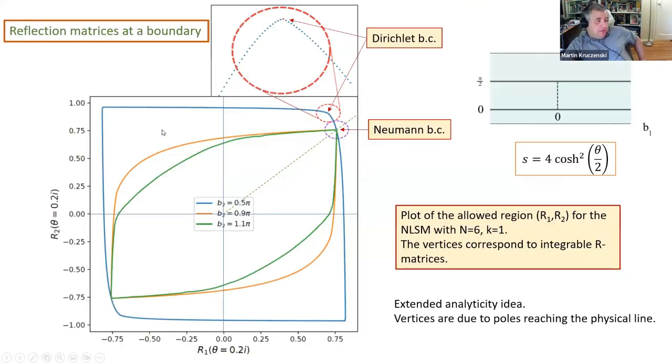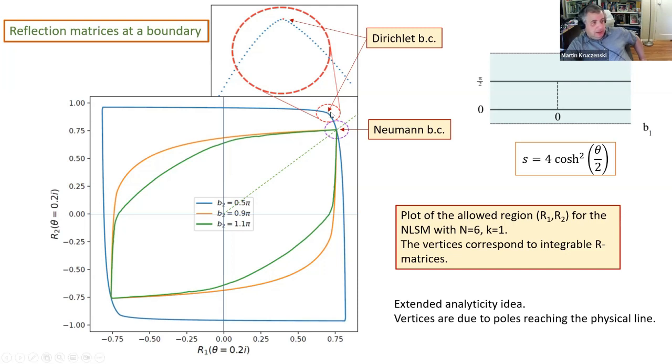Now, this is another example just to show how things work. So this is a reflection. I'm not going to discuss much, but when you reflect from a boundary, you also have different functions or reflection probabilities. These regions give you the allowed space of functions. And for example, you have some vertex corresponding to Dirichlet boundary conditions, when you fix the value of the fields at the boundary. And that's all you see.